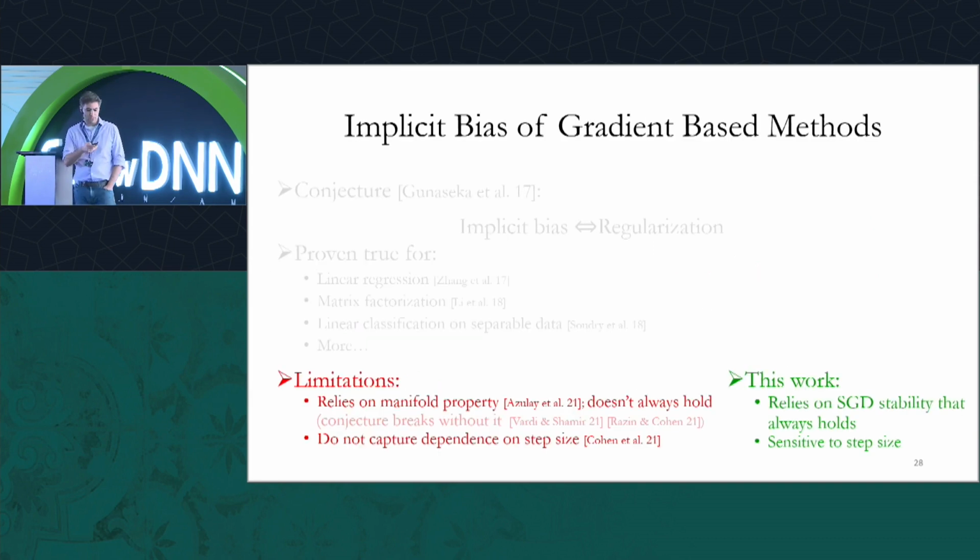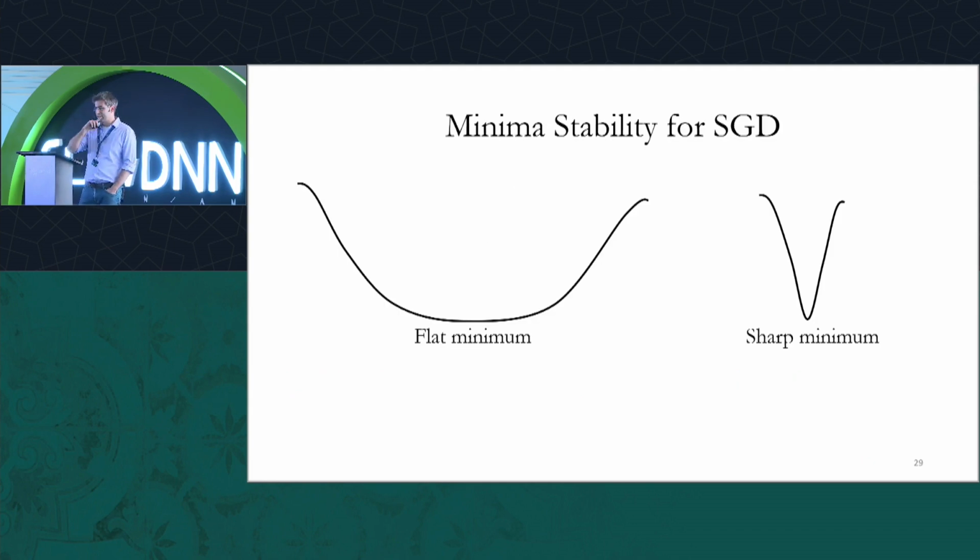To do so, we use the property that SGD converges to stable minima, or gradient descent converges, and SGD goes there maybe with some noise. This property always holds. If you converge to a stable minimum, there is some property that has to hold, so we can use that property. What do I mean by stable minimum?